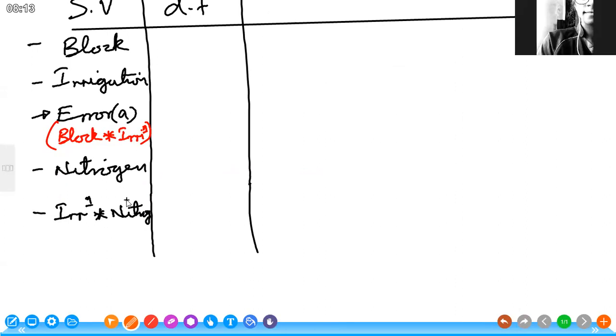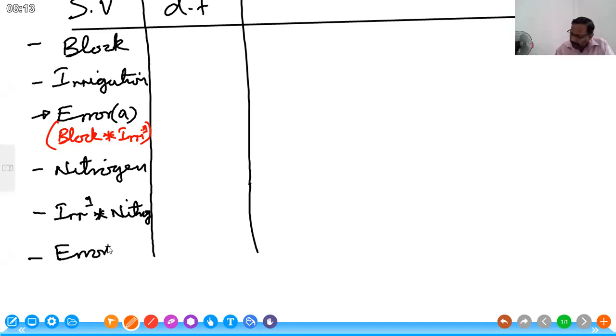Error B. Okay. Error B, and total. And total. Good. Very good. So this is the setup. So many things need to be calculated: block, irrigation, error A, nitrogen, irrigation into nitrogen, then total, and error B. Right.